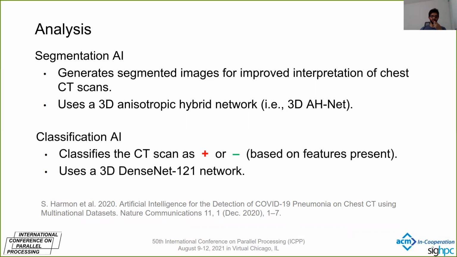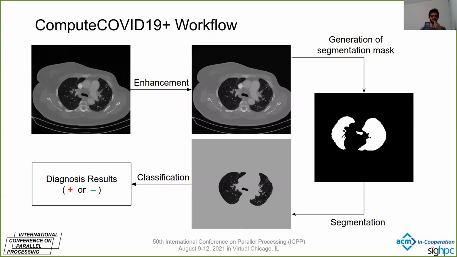The enhanced segmented images are then fed to classification AI, which classifies them into positive and negative cases based on the features present in the input CT image. Classification AI uses a 3D version of the DenseNet-121 network. The complete workflow, starting from the original image, image enhancement, generation of segmentation mask, image segmentation, and image classification, is shown in the slide.